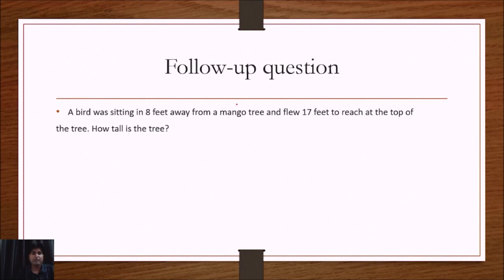In the same way we have one more question: if a bird was sitting 8 feet away from a mango tree and flew 17 feet to reach the top of the tree, how tall is the tree? Here we can again apply the knowledge of the Pythagoras property and find the unknown side. In that way we will be able to find the length of the third side.